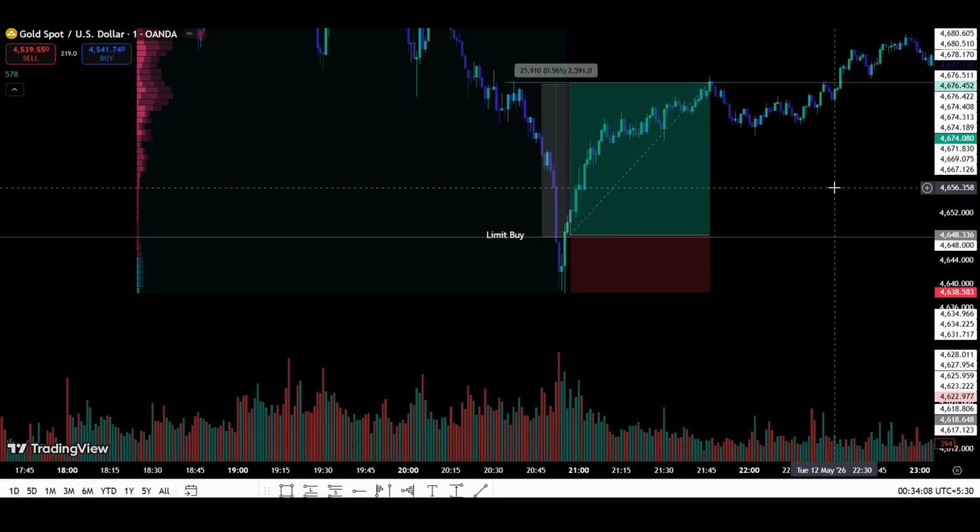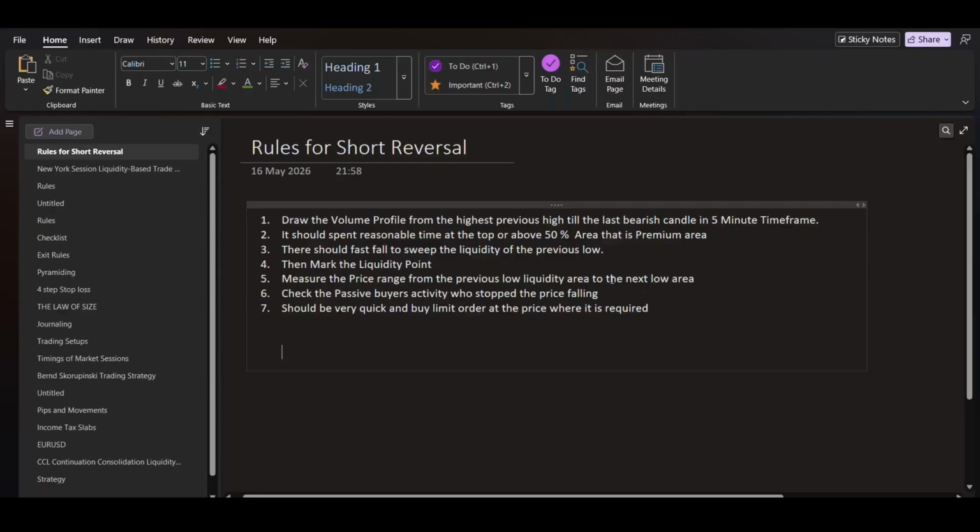As I said, I have set a certain set of rules for how we can take the entry. First, draw the volume profile from the highest of the highest previous high till the last bearish candle in the 5 minute time frame. It should spend a reasonable time above the 50% area at the premium. That is the premium area. This should be a fast fall to sweep the liquidity of the previous low.